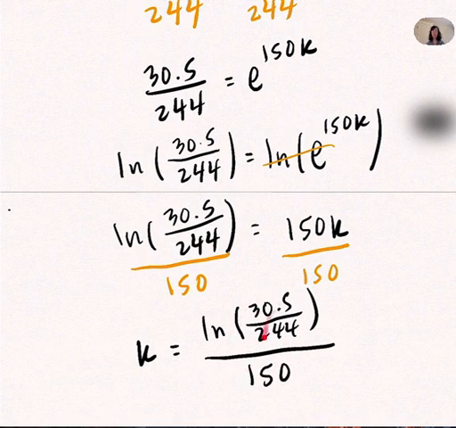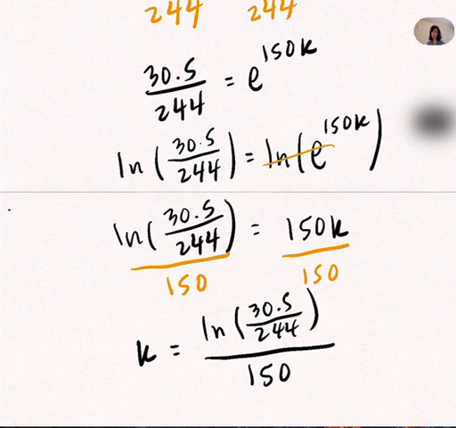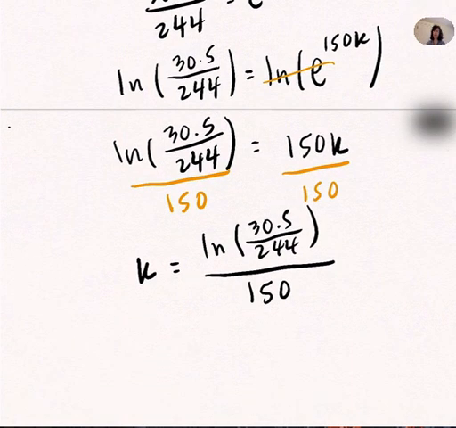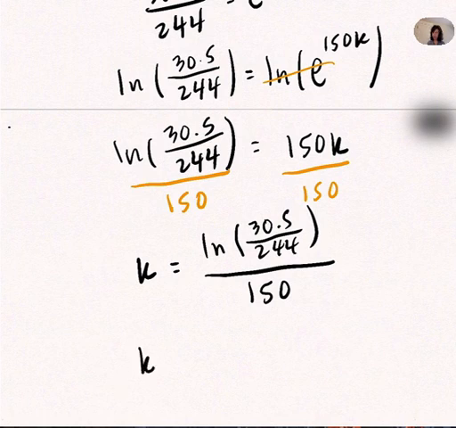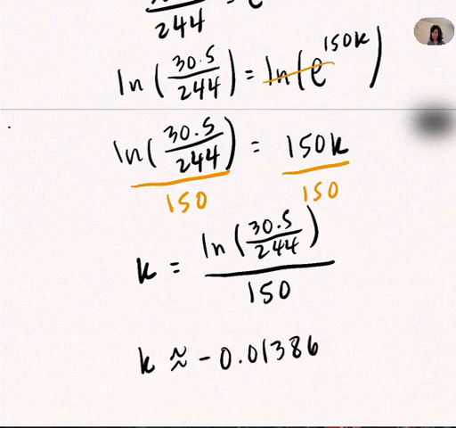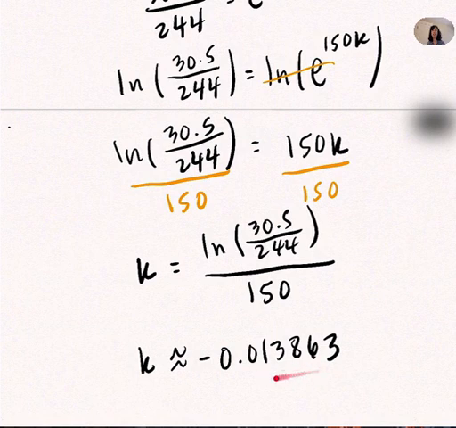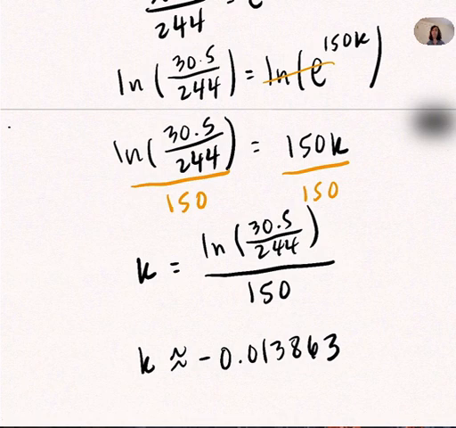So at this point, I'm going to type this into my calculator and round it. This is our decay rate. It's a constant. If we type this into the calculator, we get k is approximately negative 0.013863. I'm keeping a lot of numbers after the decimal because we're going to use this again. Anytime you want to use a rounded number again in an equation, it's good to keep a lot of the numbers after the decimal. Otherwise, you might end up with a rounding error when you enter your answer into an online homework set. So I'm keeping quite a few numbers here.